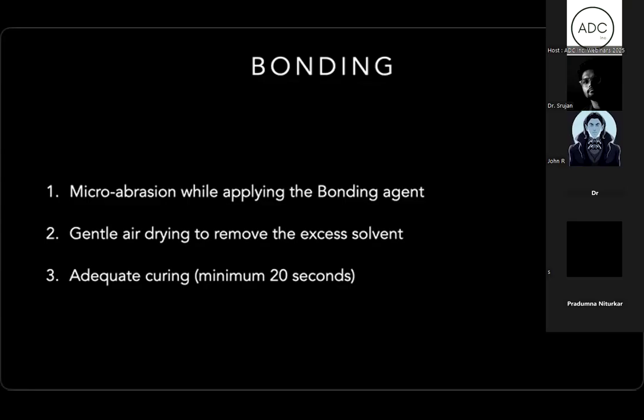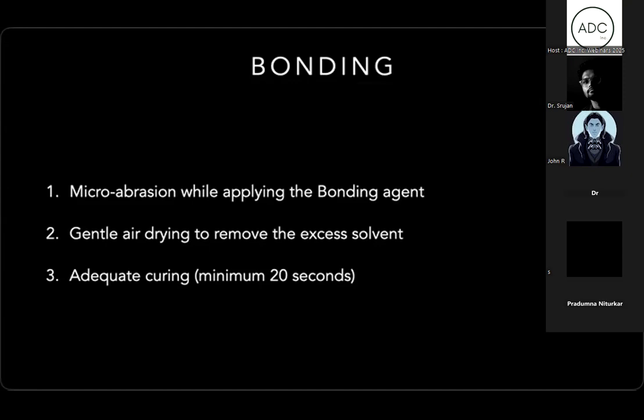And third point is adequate curing. It's a common practice where we say, it will get cured even in 10 seconds. But there's a huge difference. You don't want incompletely polymerized material, which is going to cause marginal leakage, fracture, discoloration, so many things. It's just something which you want to completely avoid.